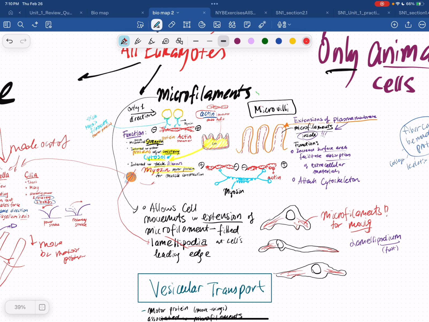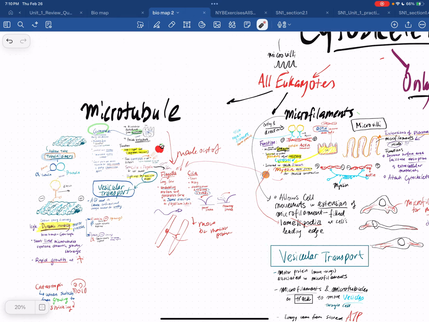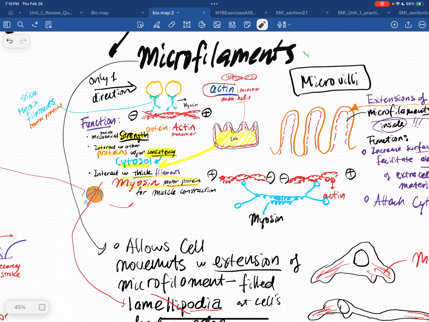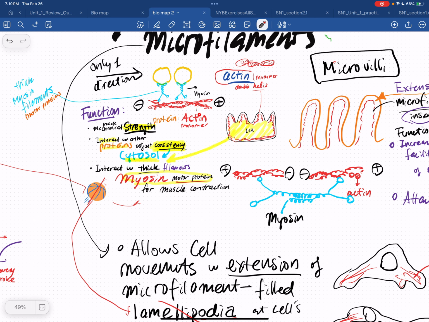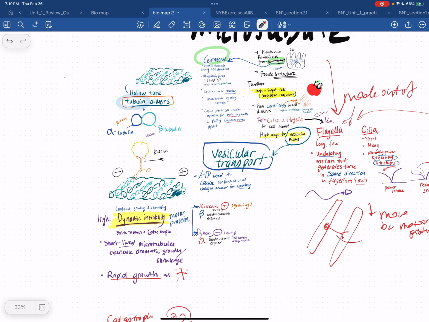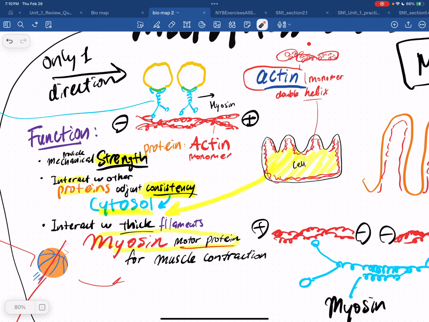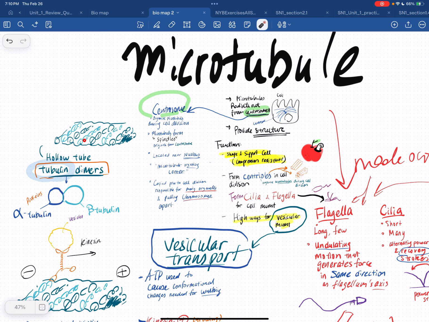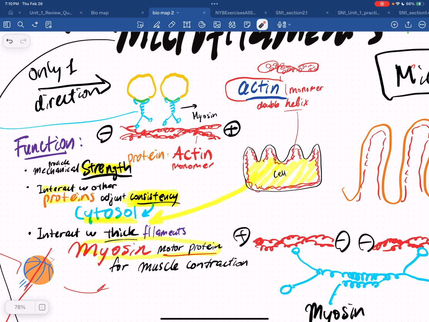Now moving on to microfilaments. Microfilaments are smaller filaments, unlike microtubules, which are a lot bigger, and there's only one direction. These are made out of not tubulins, but actins. These are tubulin monomers. Now these are actin monomers, and they form a double helix like that instead of a hollow tube. It's not a tubule anymore. It's now a double helix made out of actin monomer proteins.